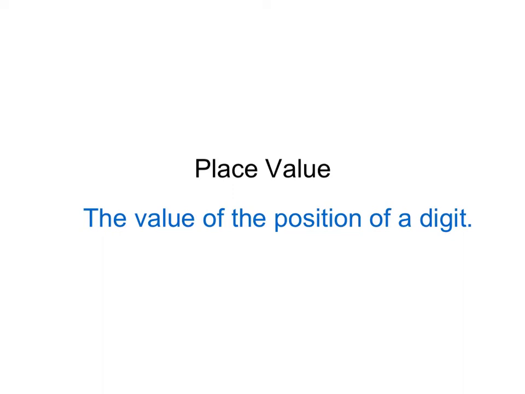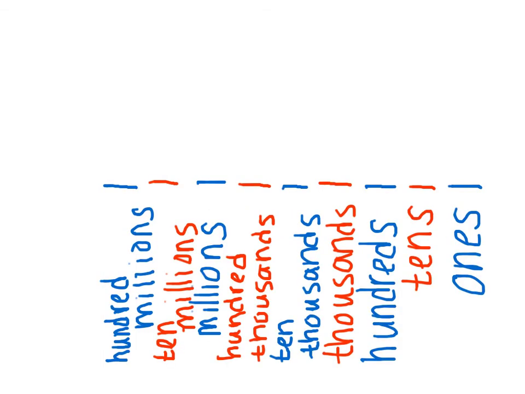Today we're going to be talking about place value. The value of the position of a digit is what place value is defined as. Depending on where the digit is located in the number will depend on what the value of the digit is within the number. Digits are given place value depending on where they're located at in the number.